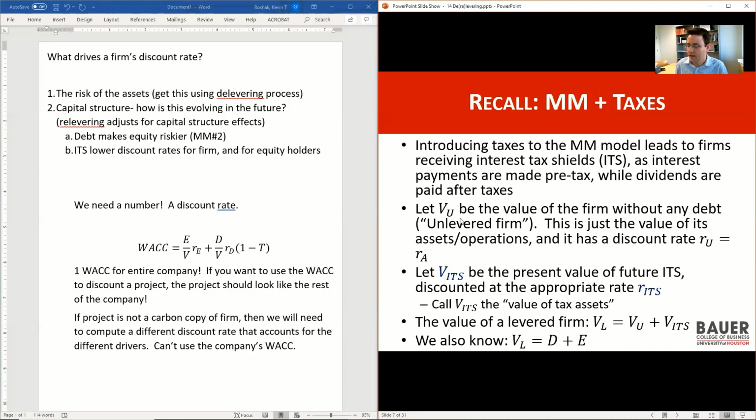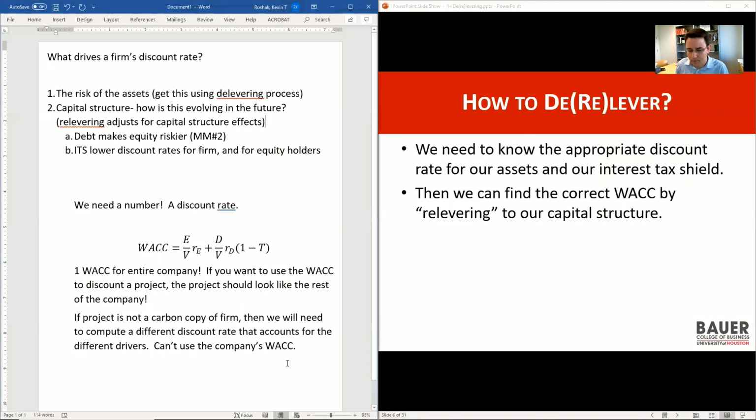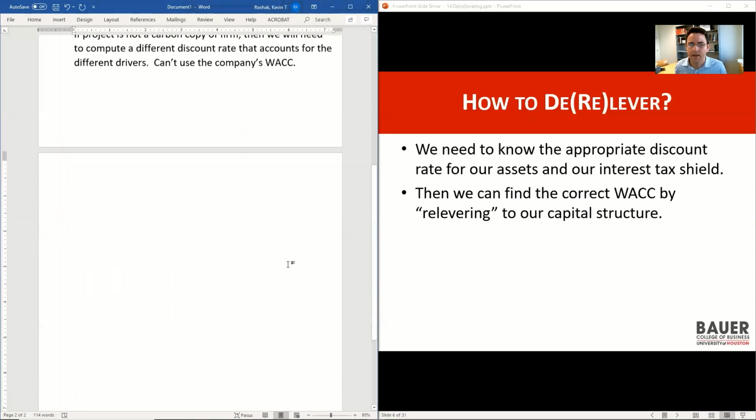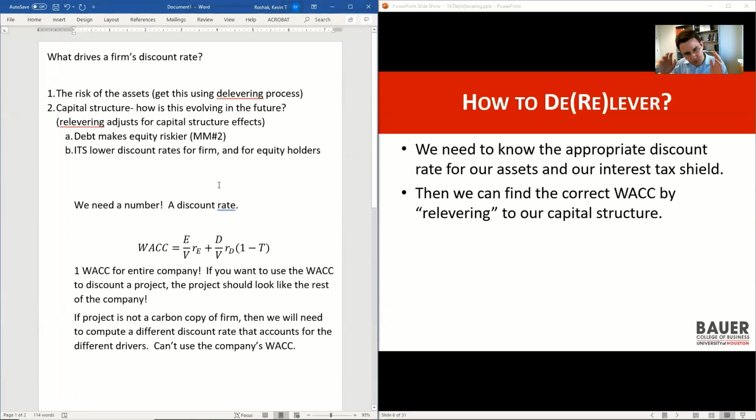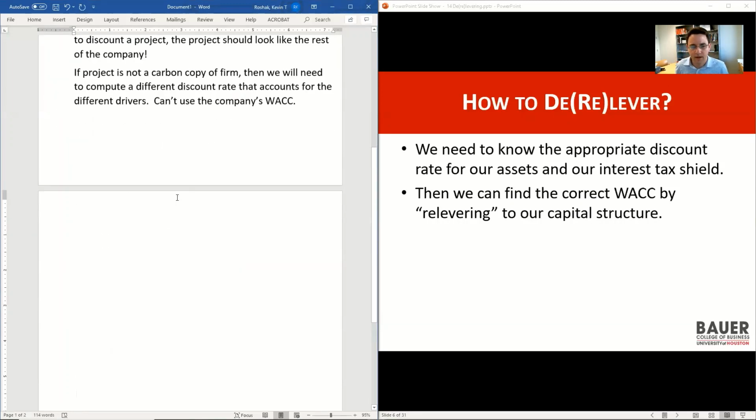I'm going to walk through the derivation of this briefly. Don't worry about the derivation. I just want to talk about the algebra. Sometimes it helps to see it in algebra. These are all numbers, but we're going to put it down on paper using our balance sheet identity.